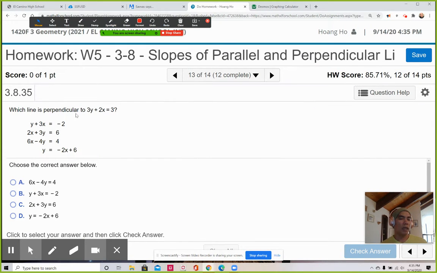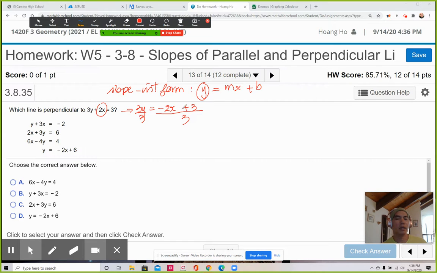They ask which line is perpendicular to this given line. So this given line, you don't see the slope yet. So make sure you convert to slope-intercept form, which is y equals mx plus b. It means y is the only thing on the left side. So I don't want 2x here. I move the 2x to the right side, which becomes negative 2x plus 3. I divide 3 on both sides. Y equals negative 2 over 3 x and then plus 3 over 3, which is 1.